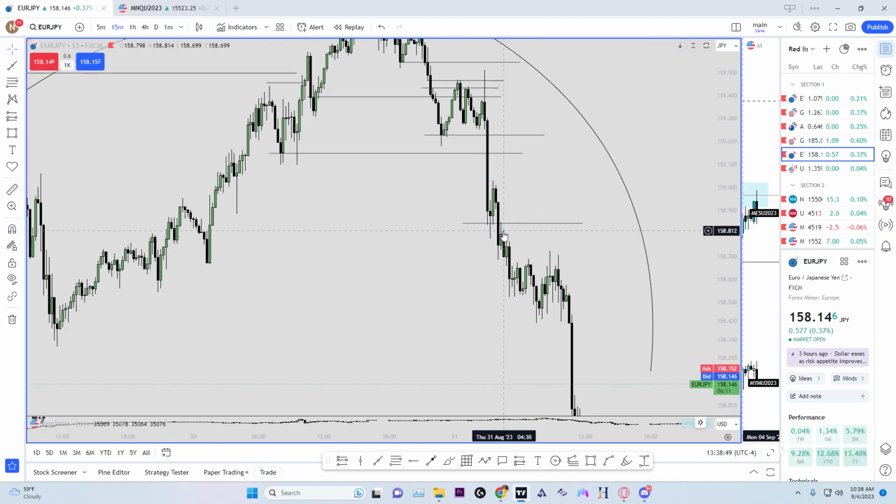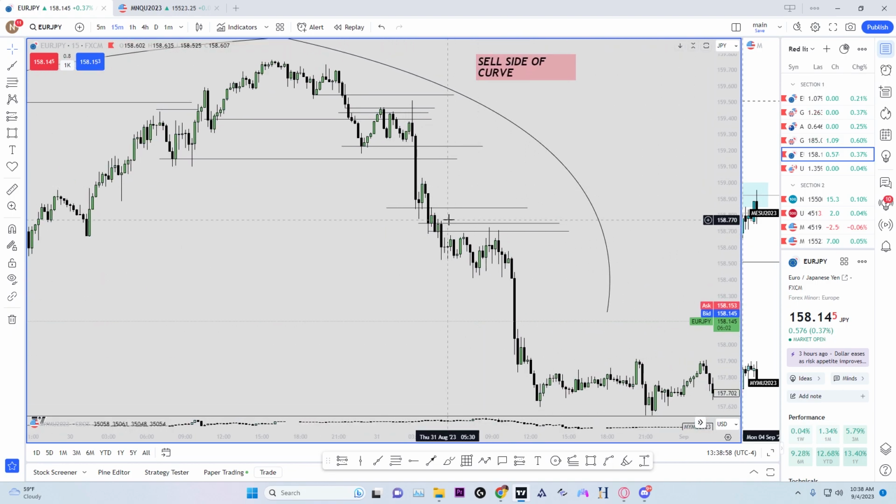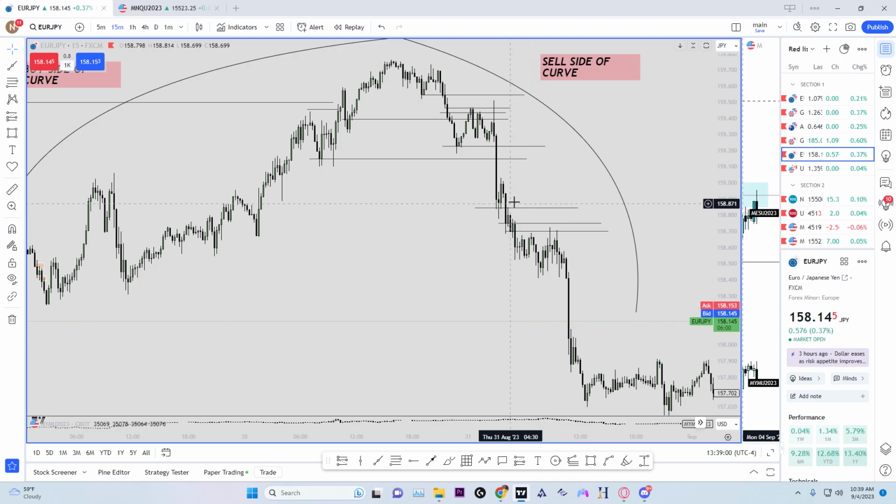Trade up, trade down, cross the opening price. Then we start to go lower. This was holding price. This was holding price, right? But this is on the right side of the curve. This is the order blocks that are supporting price.